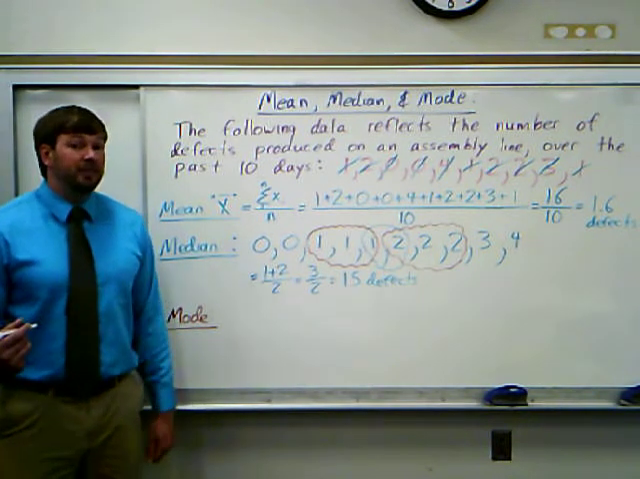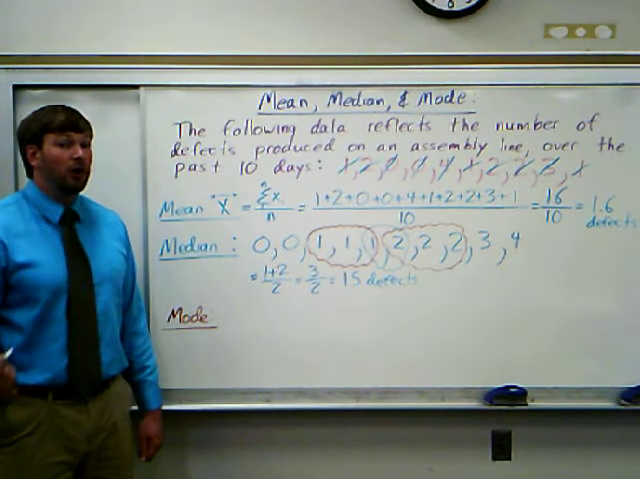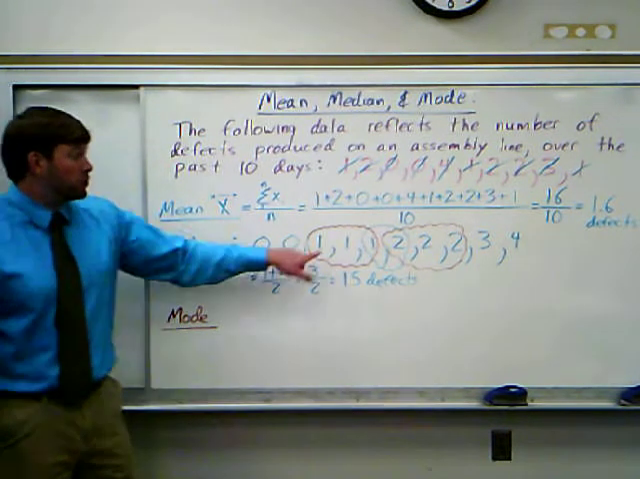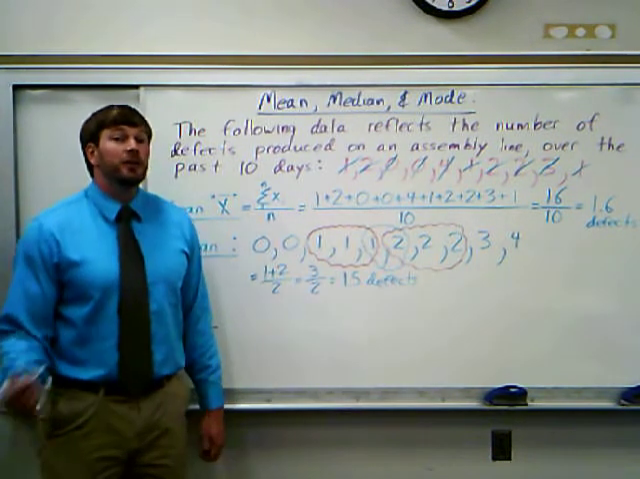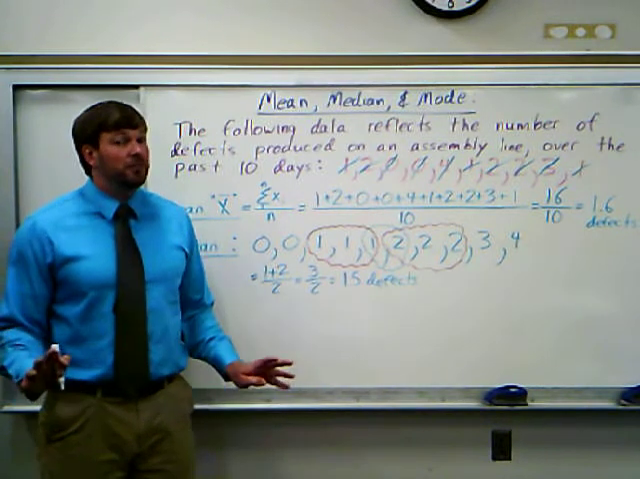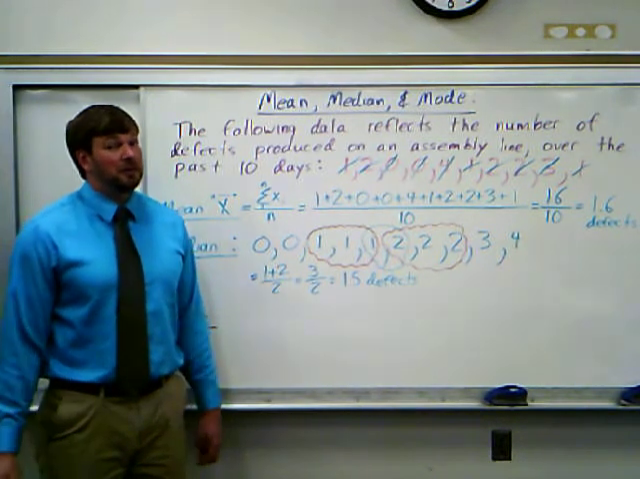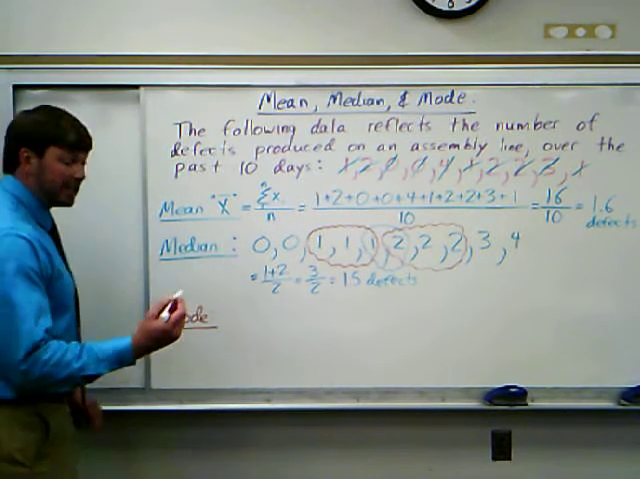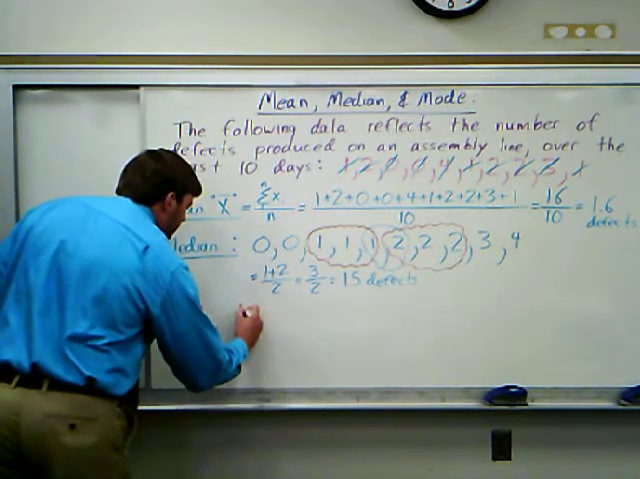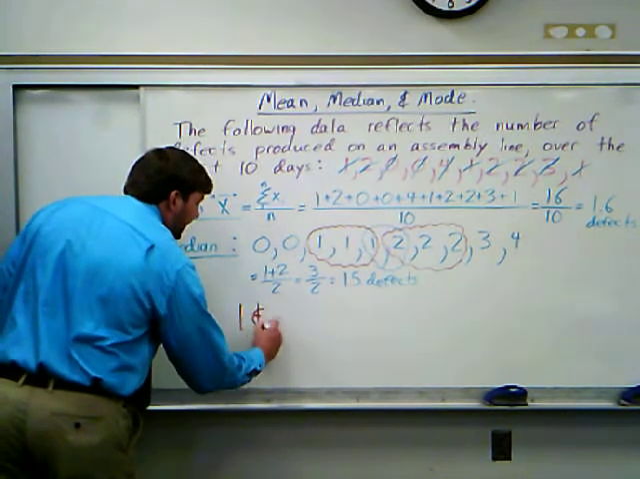As I mentioned previously, you can actually have multiple modes for data sets. If 2 values occur with the same frequency, those are both going to be modes. If you want to be really fancy, this would be a bimodal data set. So the mode for this data set would be 1 and 2.